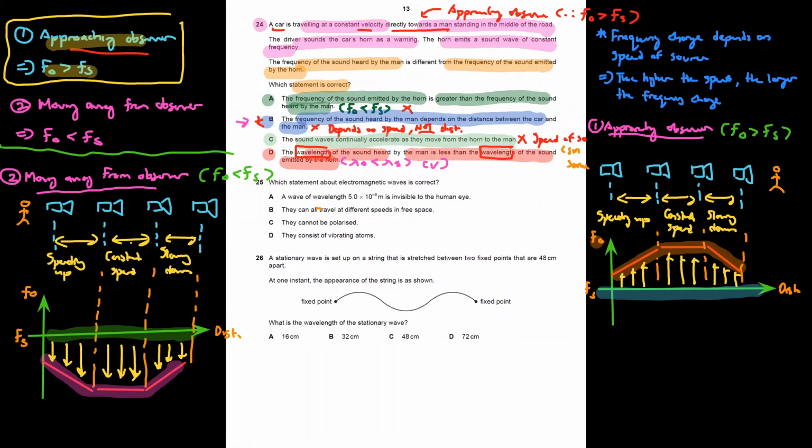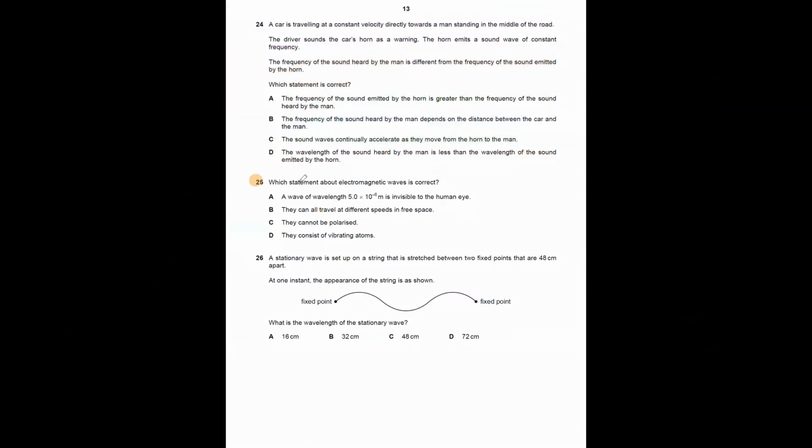Before I move on to question 25, let's clear off everything on the screen here. In question 25, which statement about electromagnetic waves is correct?